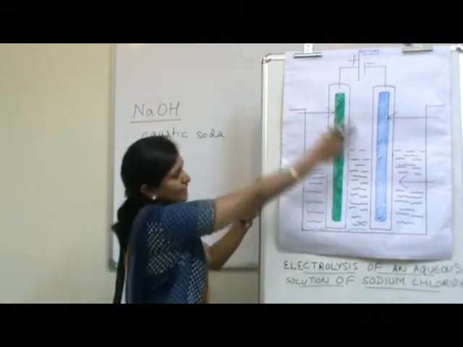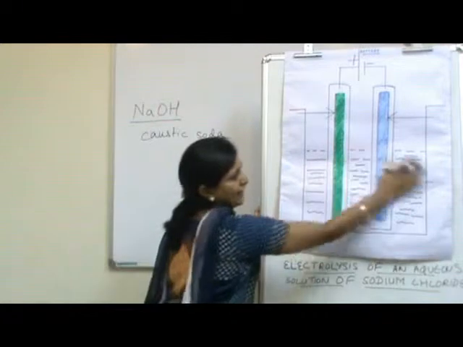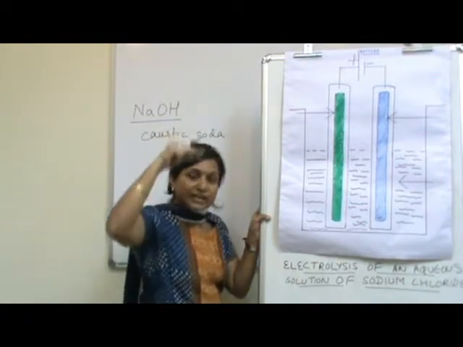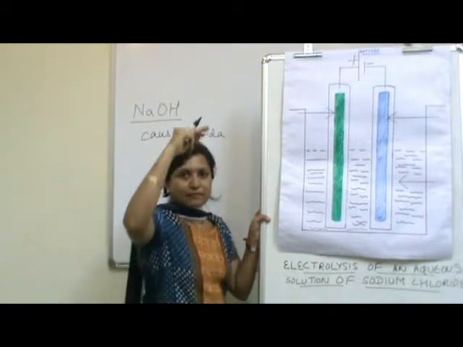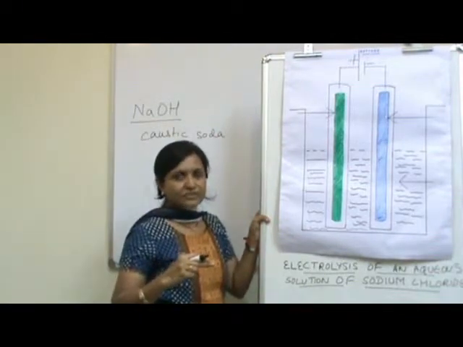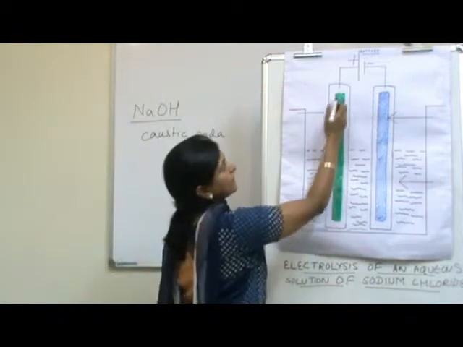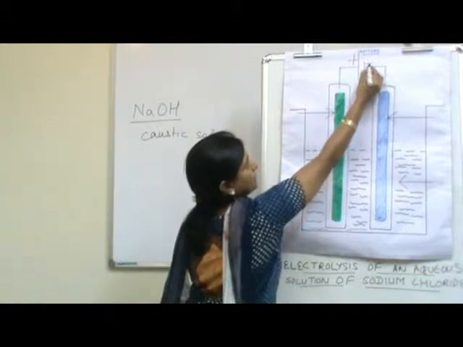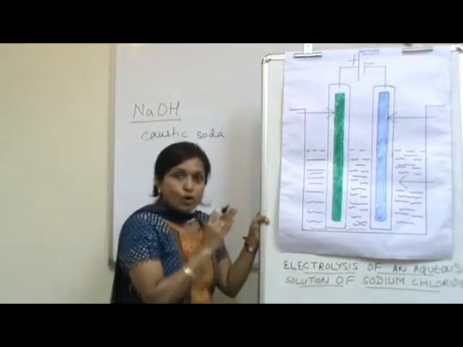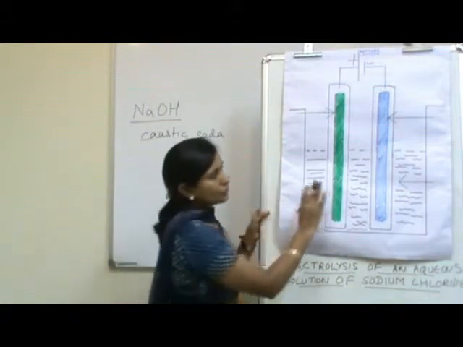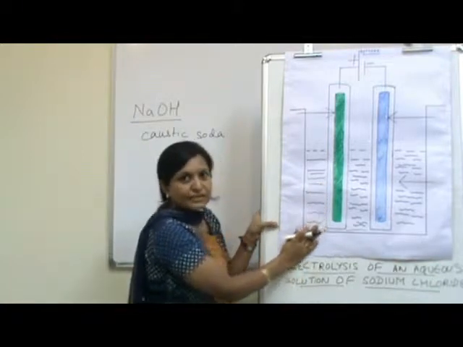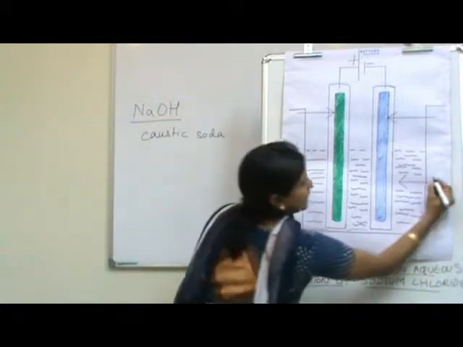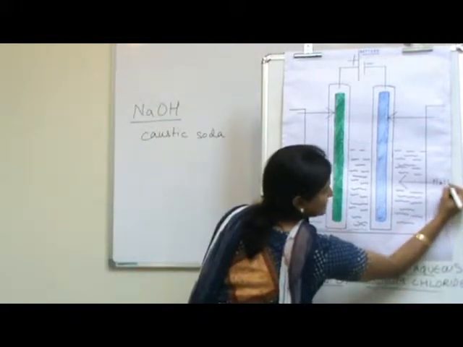Now, here is a diagrammatic representation of an aqueous solution of sodium chloride. To pass electricity, I need two electrodes. Electrodes, the metals, which are the good conductors of electricity. Now, one electrode will be connected to the positive terminal of the battery. The other electrode will be connected to the negative terminal of the battery. On passing electric current through this NaCl solution, that is common salt solution, an aqueous solution of sodium chloride. So I write here NaCl.